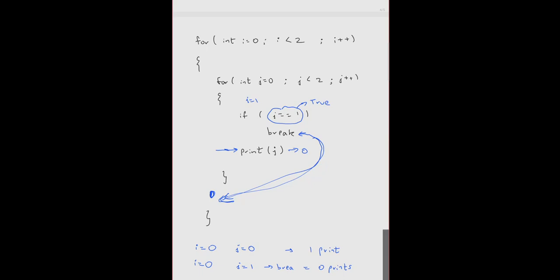Exactly. So we come out of this for loop. Now if you see, we have another loop here. After this, we go to this update statement I plus plus. Initially I was 0, we change I to 1, so this becomes I equal to 1. We will check this condition, and since the value of I here is 1, and 1 is less than 2, we will again come to the inner loop.